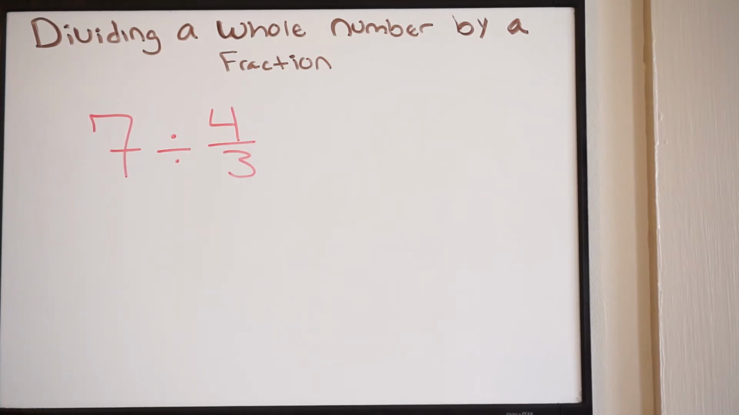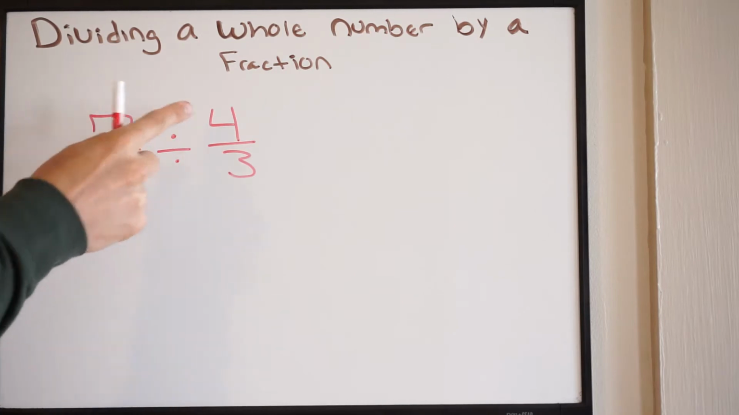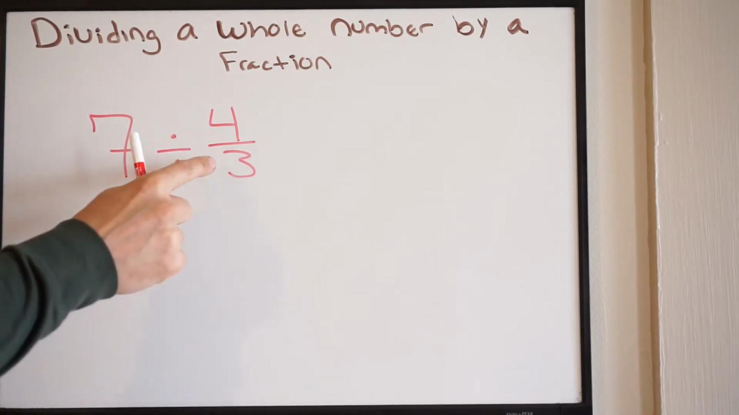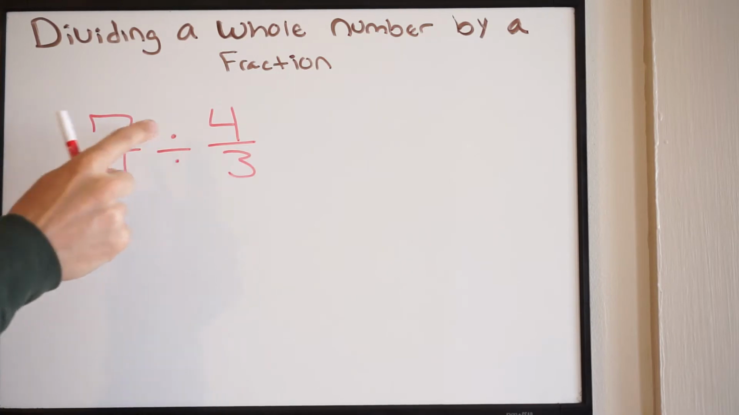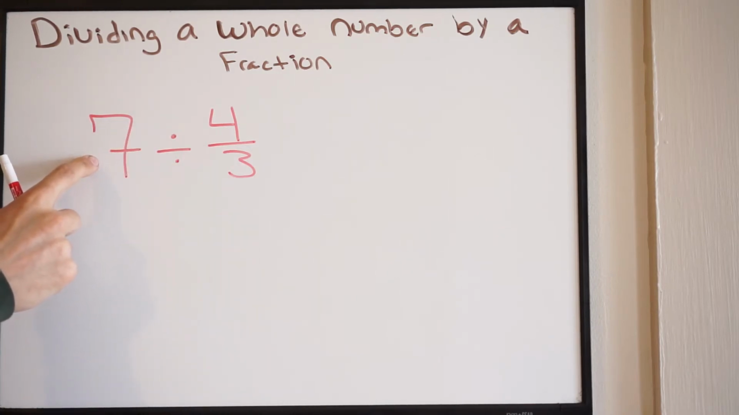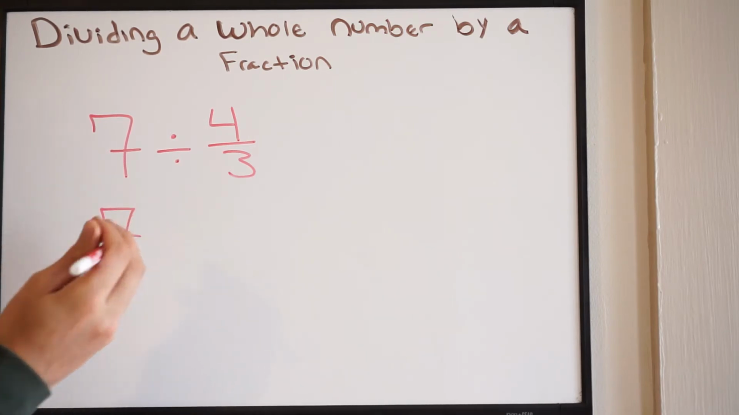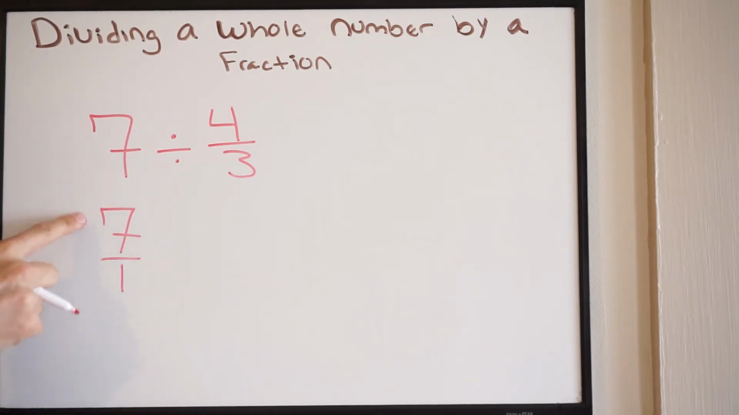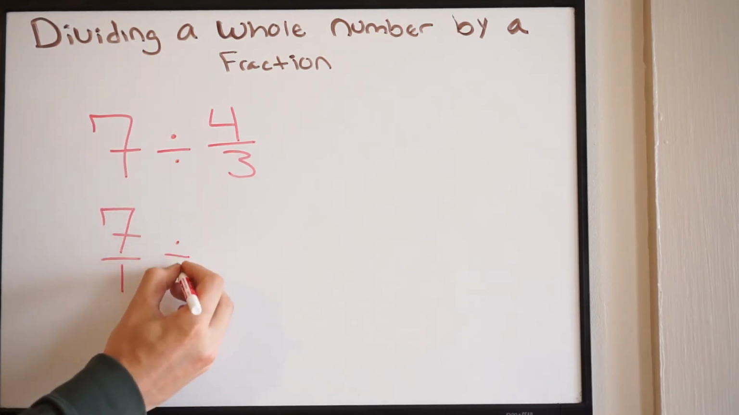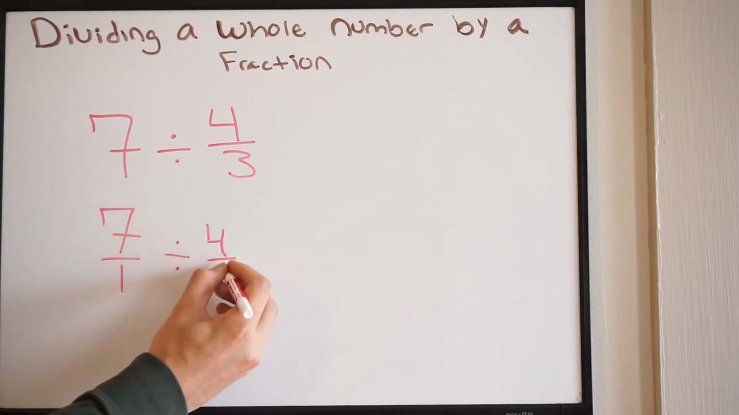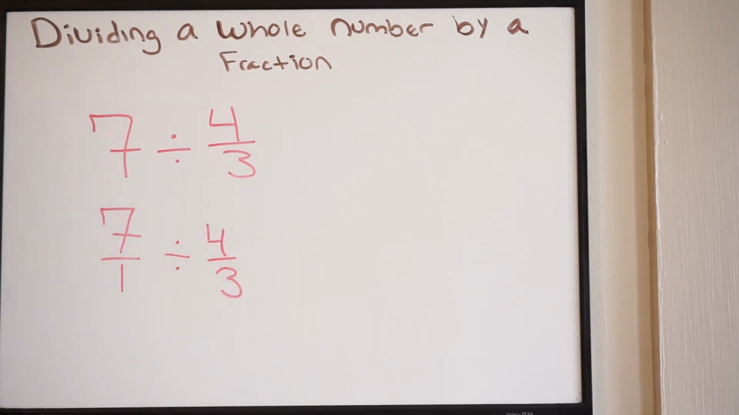Okay, so if I take a look at what I have, 7 divided by 4 over 3. Well, this is already written as a fraction. So I want to go ahead and write this as a fraction as well. And in order to do that, this is very simple. You just take your whole number and you put it over 1. So this is really 7 over 1, right? Mathematically, it's the same thing, but we're just writing it as a fraction now. And then we have divided by 4 over 3.